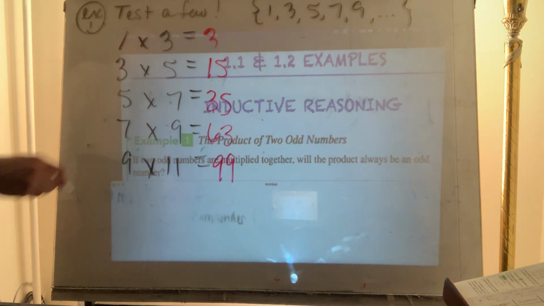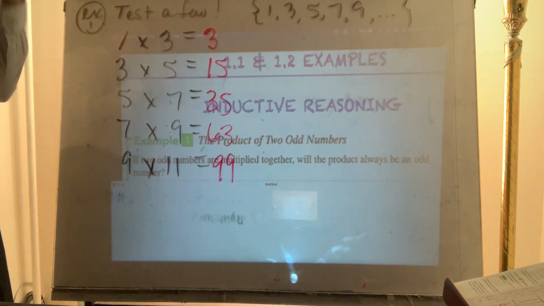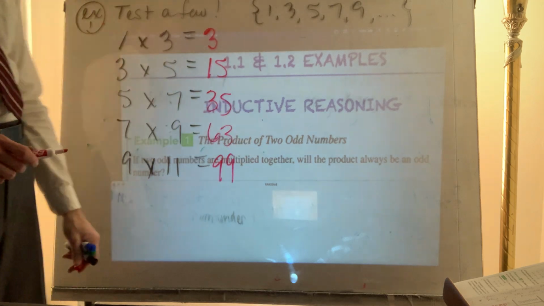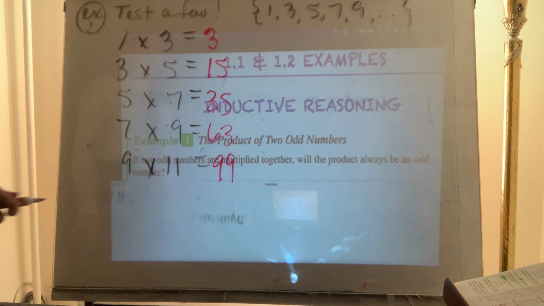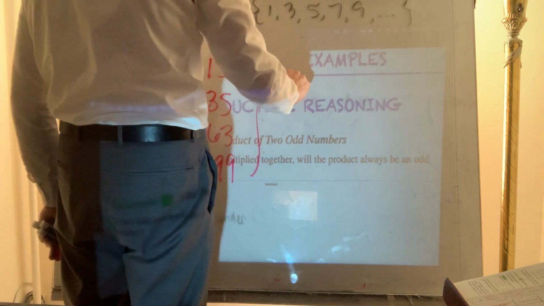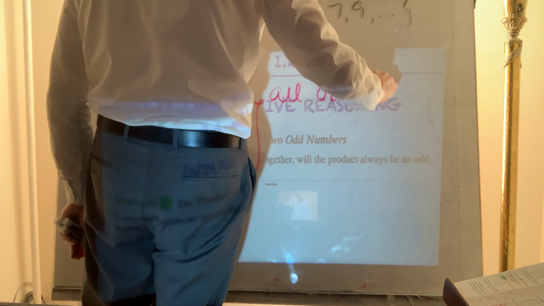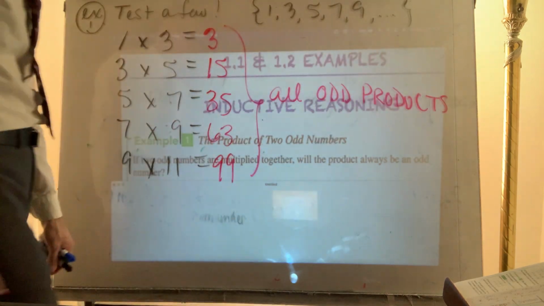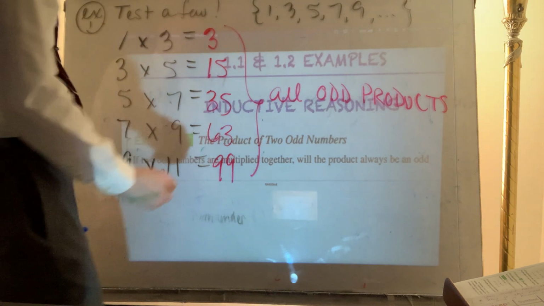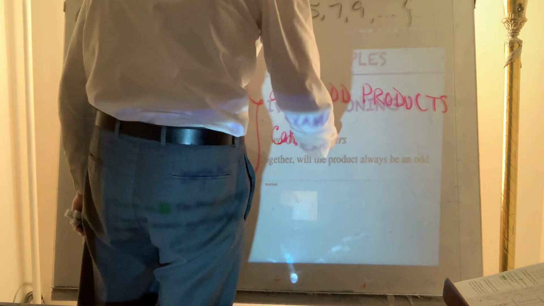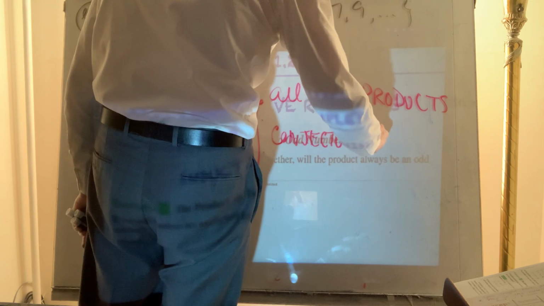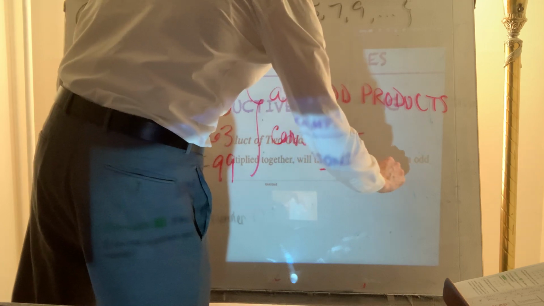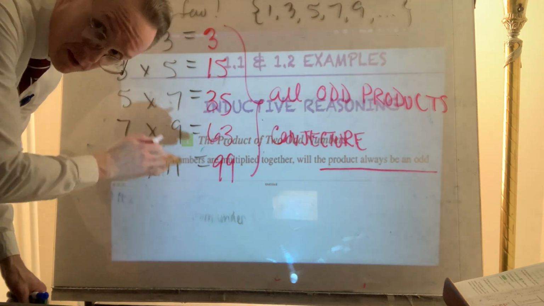By definition, they're not divisible by 2. Only evens are divisible by 2. So we do get all odd numbers. All odd products. So what can we say? We can conjecture that the product will always be an odd, just based upon these few examples.